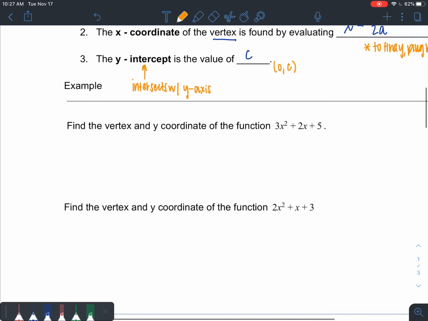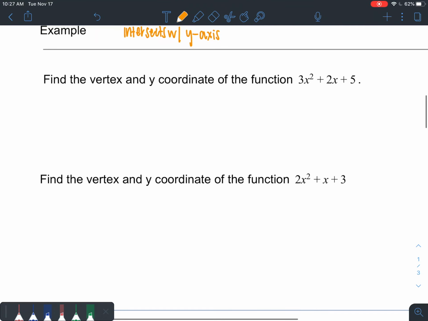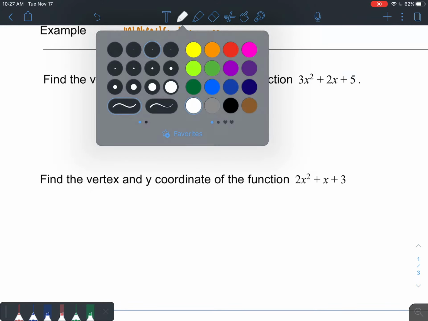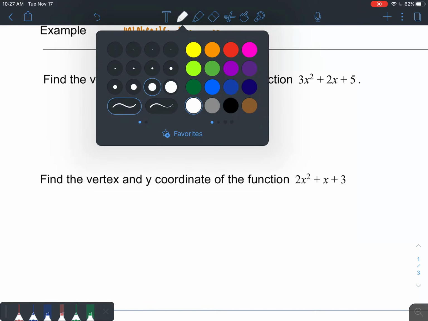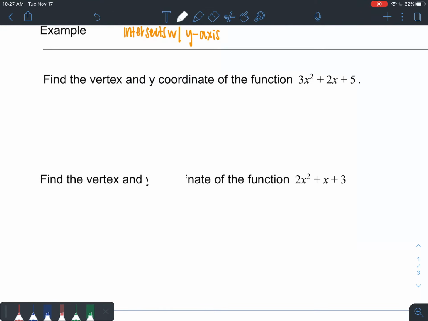All right, so let's go ahead and jump into this first example. We're going to find the vertex and the y-coordinate, not the y-coordinate, but the y-intercept. I'm going to go ahead and change that word so we don't get confused. Go ahead and change that word to intercept.